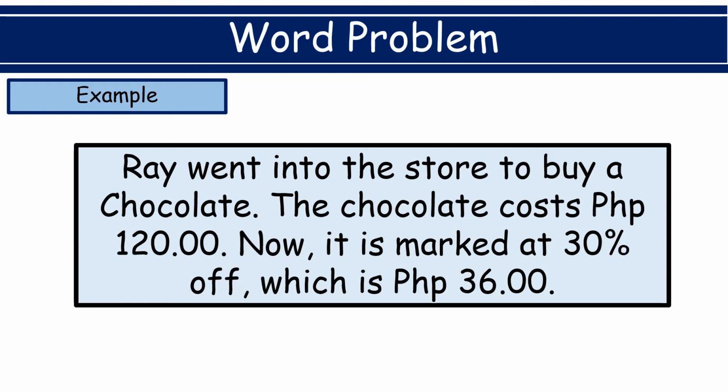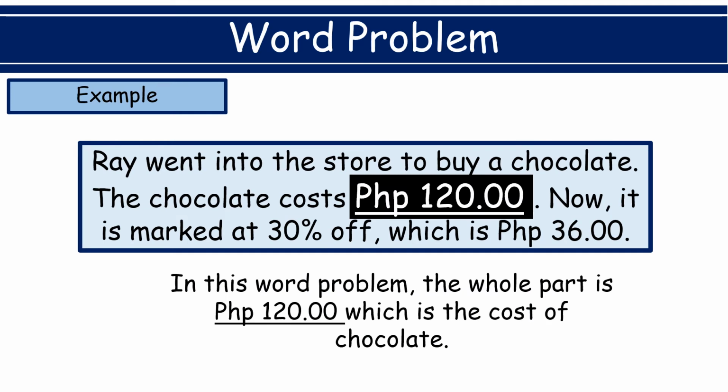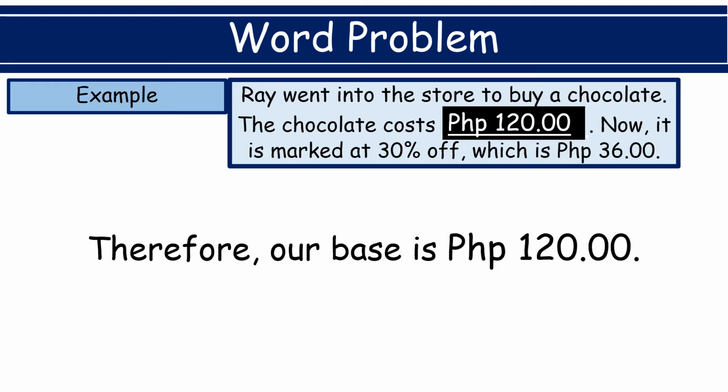Let us read this example word problem. Ray went into the store to buy a chocolate. The chocolate cost 120 pesos. Now it is marked at 30% off, which is 36 pesos. In this word problem, the whole part is 120 pesos, which is the cost of the chocolate. Therefore, our base is 120 pesos.